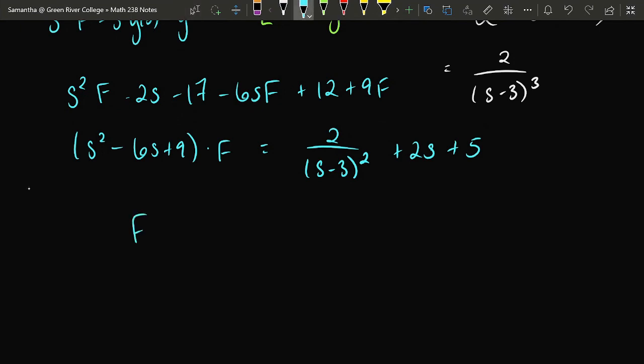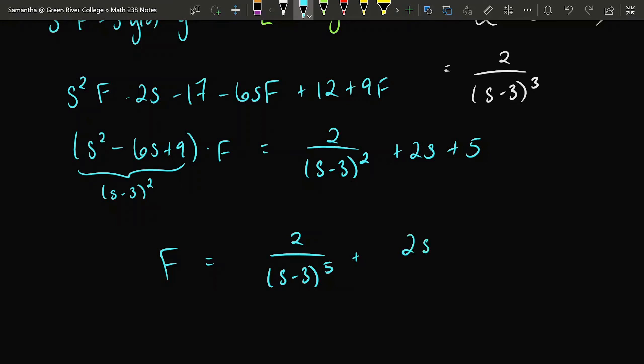So our function, using the fact that s squared minus 6s plus 9 is the same thing as (s minus 3) quantity squared, our function capital F is equivalent to 2 divided by (s minus 3) to the 5th power plus (2s plus 5) divided by (s minus 3) to the 2nd power.